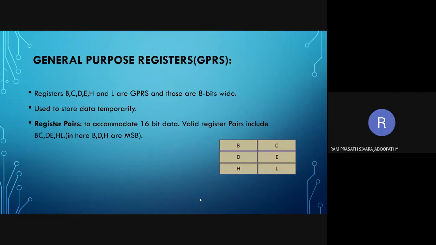Okay. Most significant byte. During the opcode, when we need to refer to a register pair, we can make use of these MSBs, B, D, or H, in order to represent the register pairs.